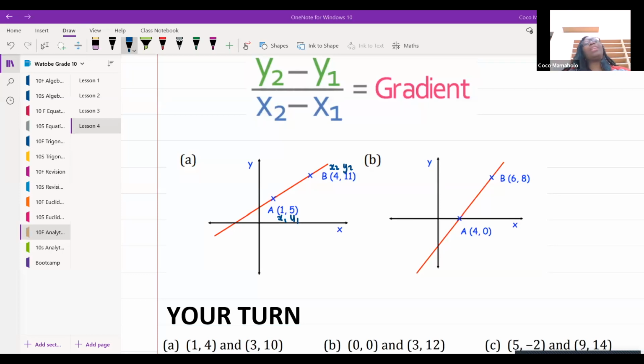What kind of gradient do I need to get? A positive gradient. Good. So guys, remember when we were doing midpoint, we said that midpoint is the big M. But when we calculate for gradient, we're going to substitute gradient with small m.